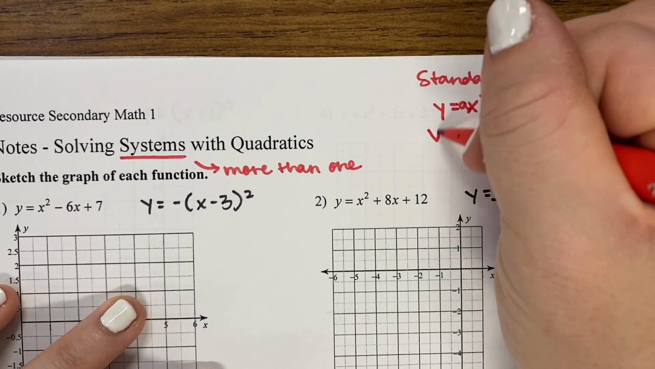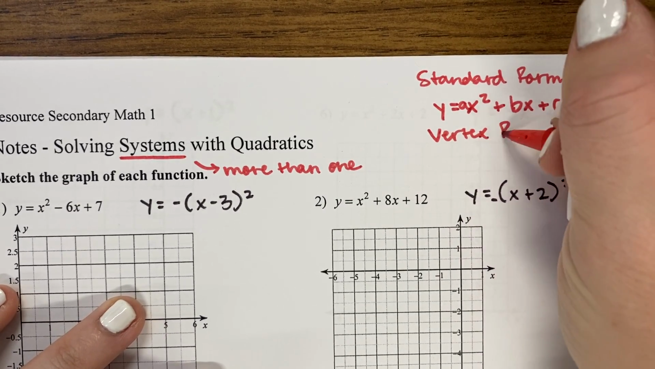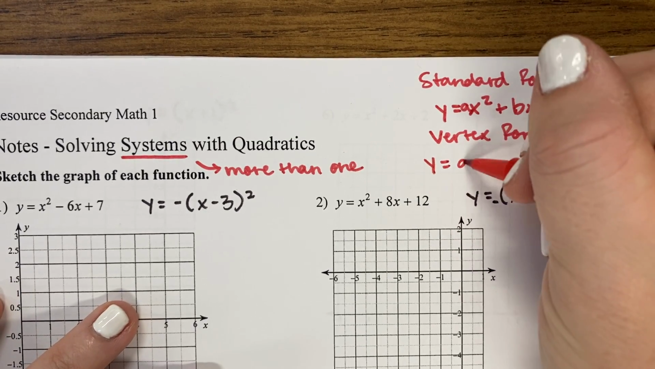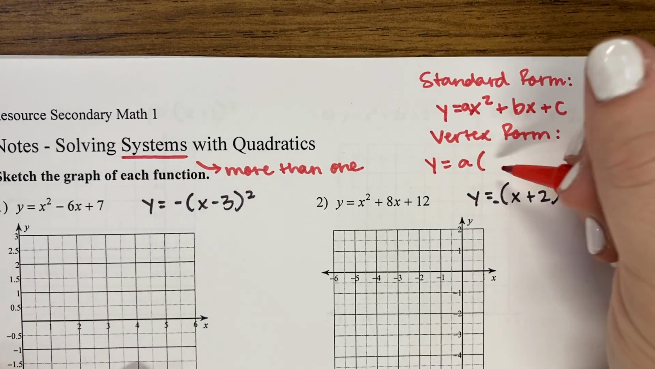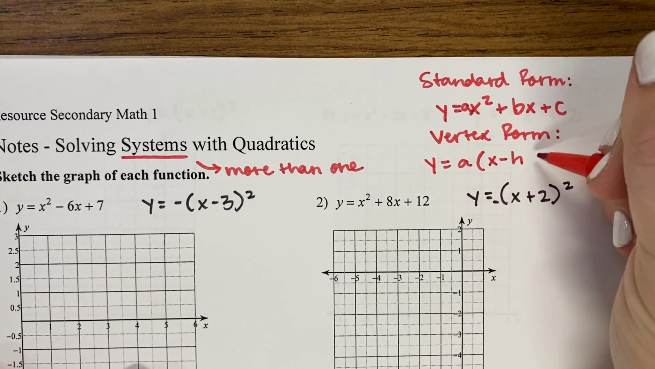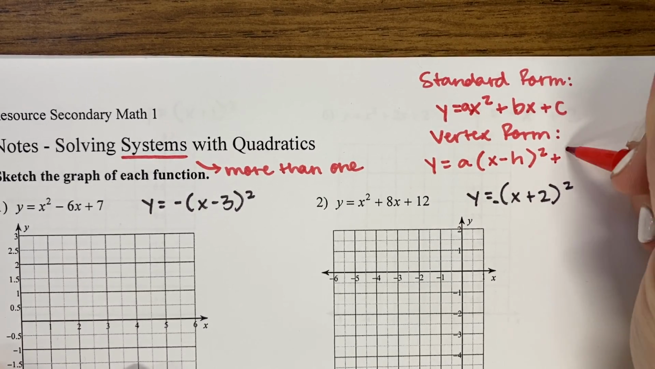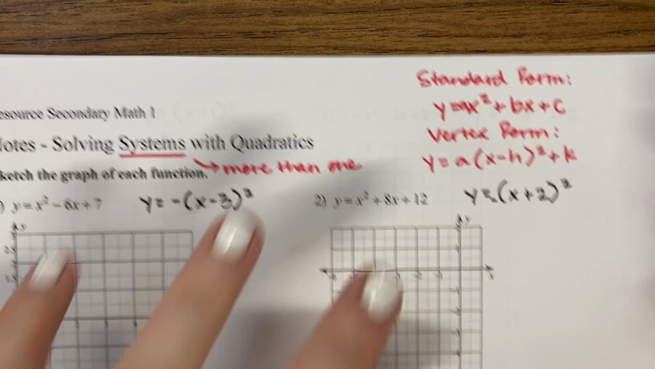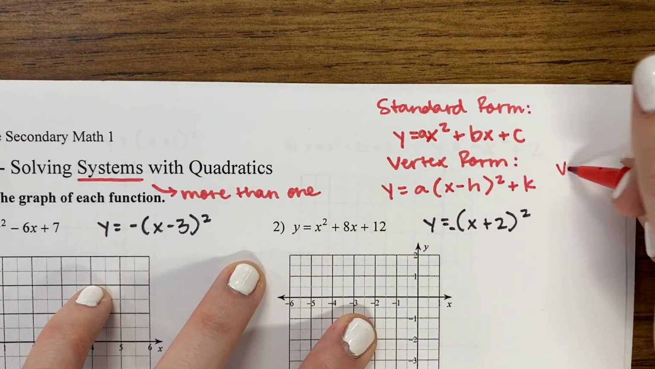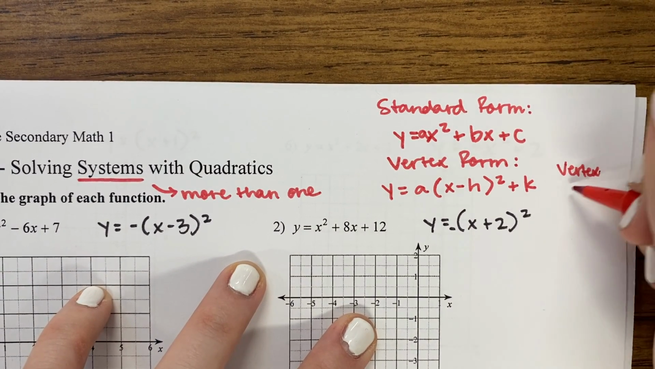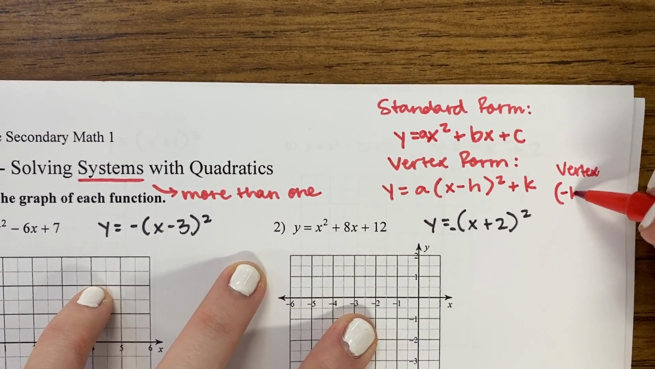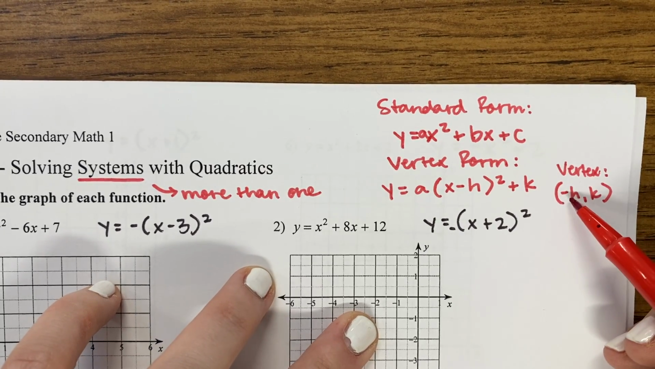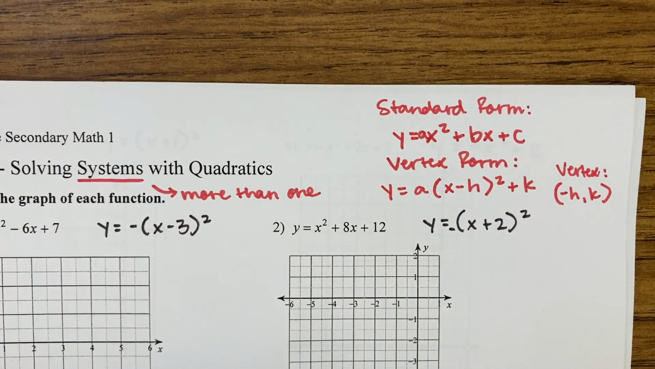Then we have vertex form. Our vertex form, if you remember, is written as y equals a, which is still in front, in parentheses, x minus h squared plus k. And if you remember, in vertex form, it actually tells us our vertex. It's negative h, comma, k, meaning we change the sign on our h and keep the sign on our k.